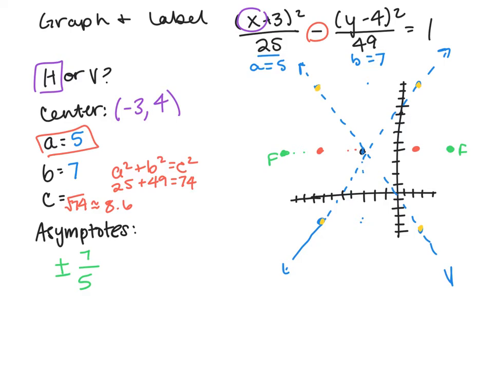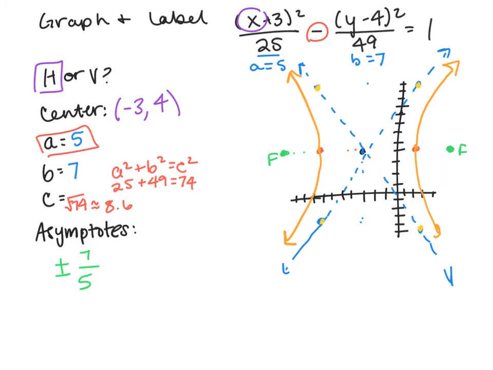Now we just have to graph the hyperbola. We have our vertex, it'll open out. Again, just use the asymptotes to help guide how wide or how narrow that hyperbola should be. And there it is.